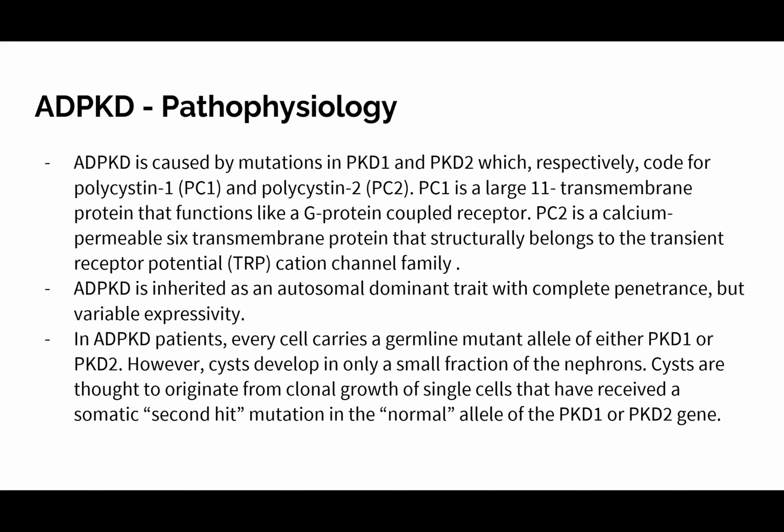Pathophysiology of ADPKD. ADPKD is caused by mutations in PKD1 and PKD2, which respectively code for polycystin 1 and polycystin 2. Polycystin 1 is a large 11 transmembrane protein that functions like a G protein coupled receptor. Polycystin 2 is a calcium permeable 6 transmembrane protein that structurally belongs to the transient receptor potential cation channel family. ADPKD is inherited as an autosomal dominant trait with complete penetrance but variable expressivity.